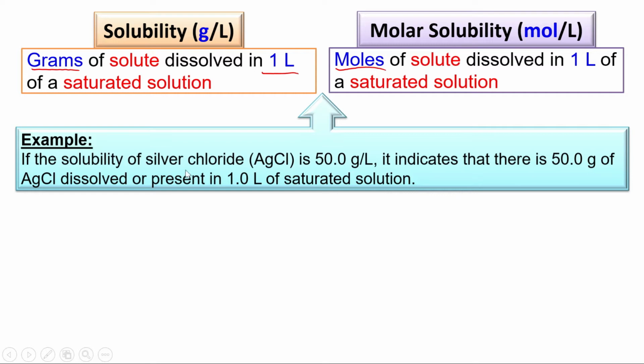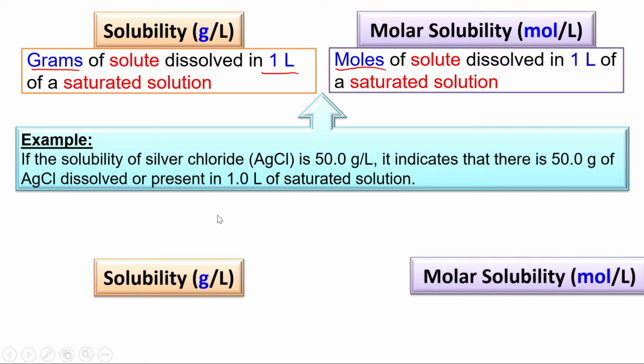For example, if the solubility of silver chloride, AgCl, is given as 50.0 gram per liter, it indicates that there is 50 gram of solute, which is the silver chloride, dissolved or present in 1 liter of saturated solution.